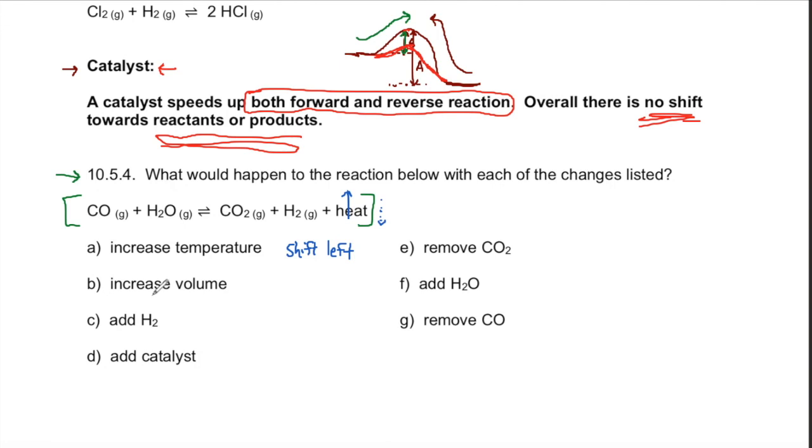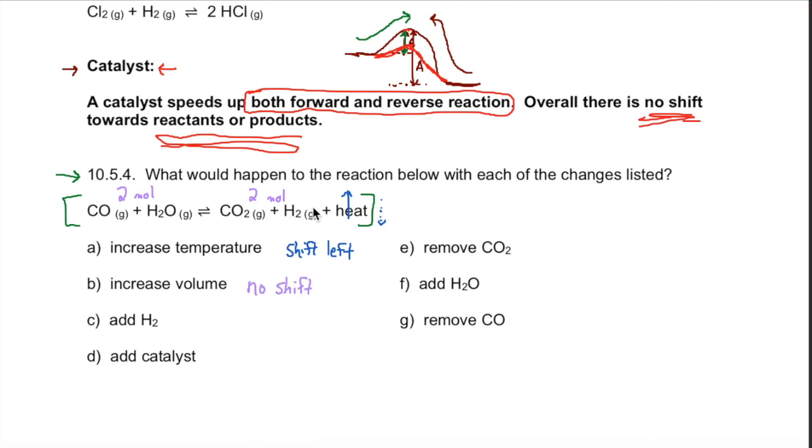If we increase the volume, that shift would be based on the number of moles of gas. So let's count those. On the left, we have 2 moles of gas, 1 carbon monoxide and 1 water. And on the right, we have 2 moles of gas, 1 carbon dioxide and 1 hydrogen. And since we have the same number on both sides, volume changes are not going to cause a shift.